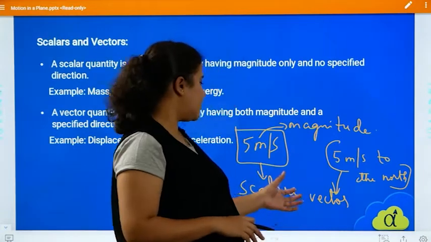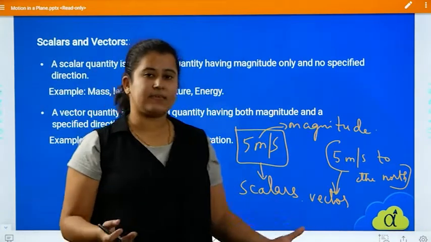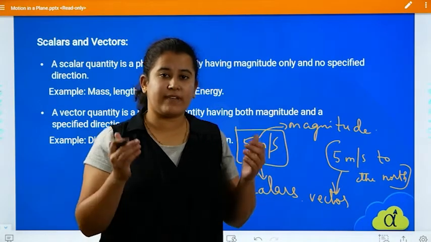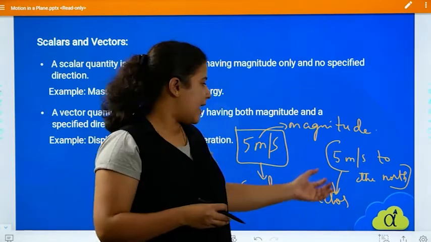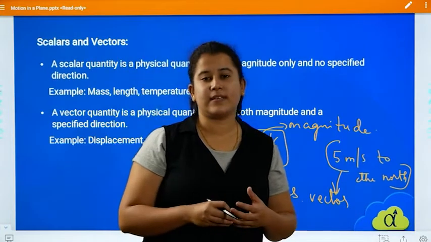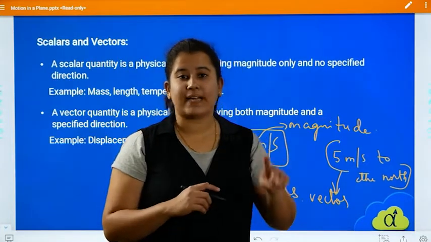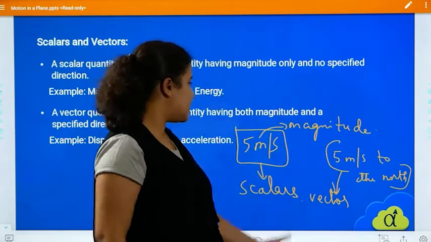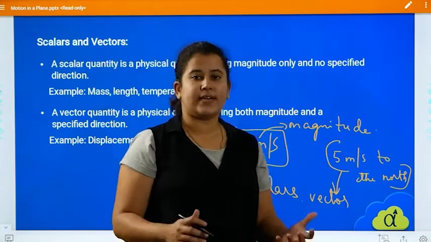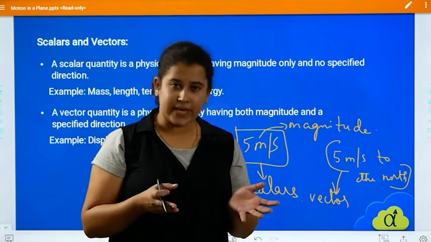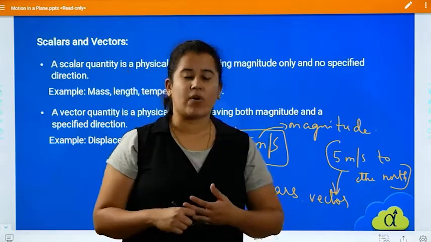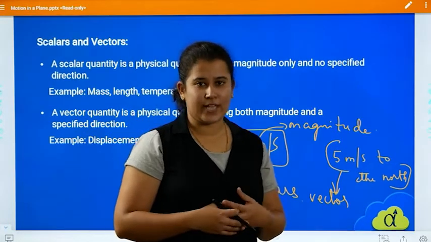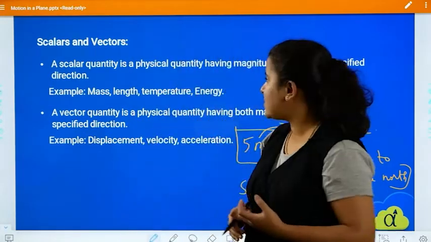Okay, so here you can just say a scalar is nothing but a quantity where only magnitude is involved, and a vector is a quantity where both the magnitude and direction are considered. The best examples: a scalar quantity is distance or speed, and a vector quantity is displacement and velocity. Okay, so we'll just go with the definition once.